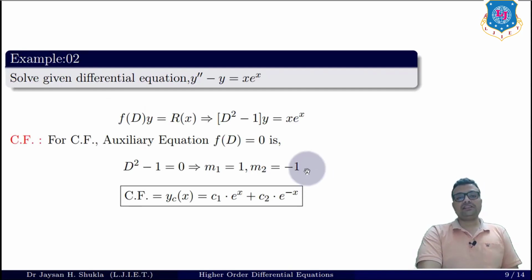Suppose my differential equation is y double dash minus y equals x e raised to x. Now I am taking multiplication of two functions, and the method which I will use for the particular integral will be the method of undetermined coefficients. So again the operator form is D square minus 1 y equal to x e raised to x. For the auxiliary equation I am taking f of D equal to 0, and that gives me two real roots 1 and minus 1. So accordingly the complementary function is c1 e raised to x plus c2 e raised to minus x.